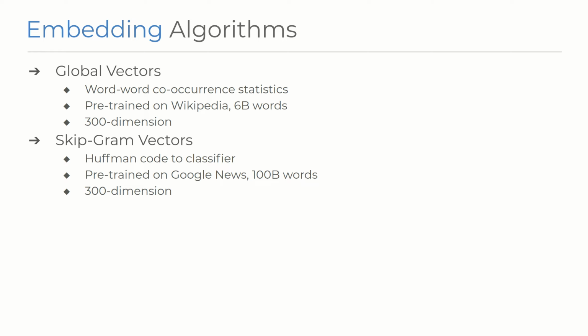Next after that, we have skip-gram vectors, or more commonly known as the word2vec embedding. And this model uses Huffman coding of words into a log linear classifier, which predicts words within a context window.